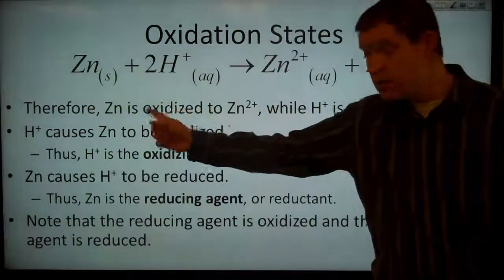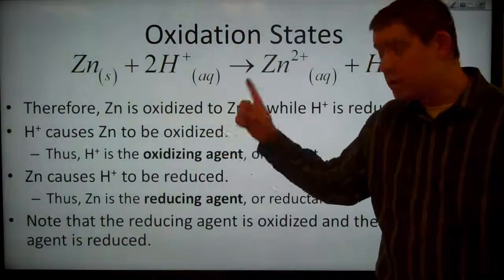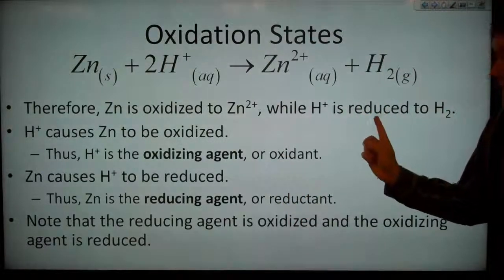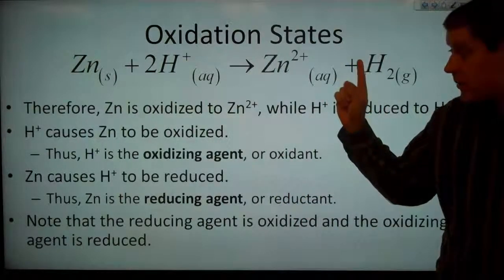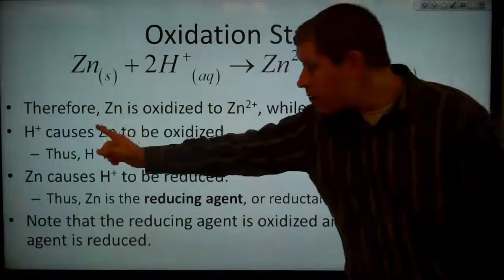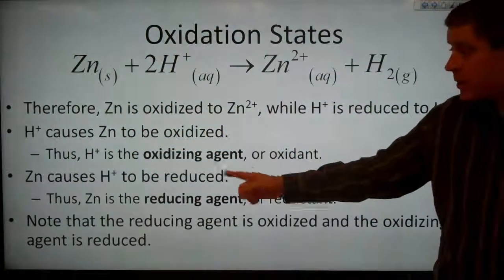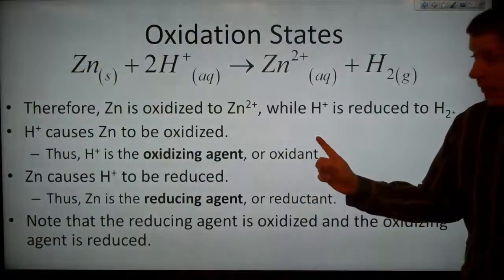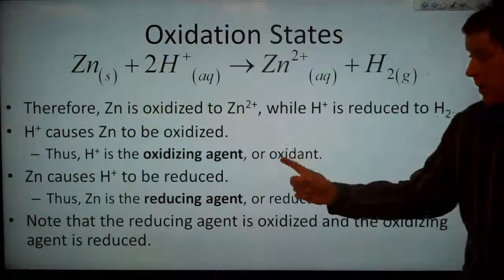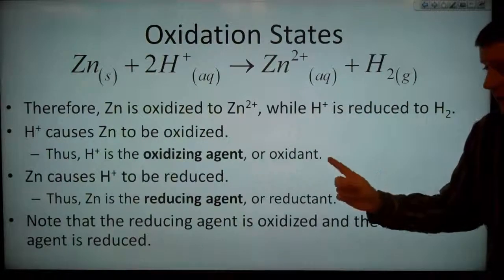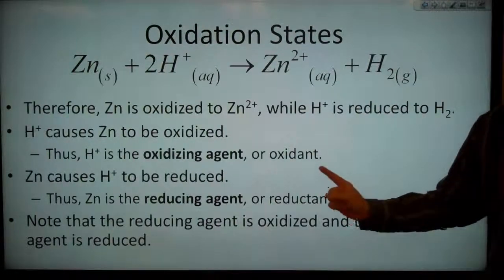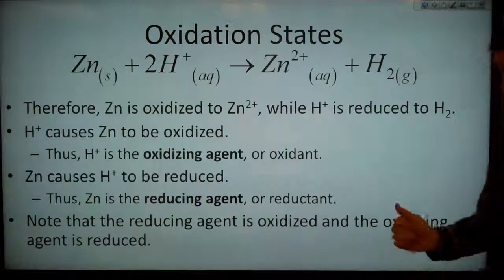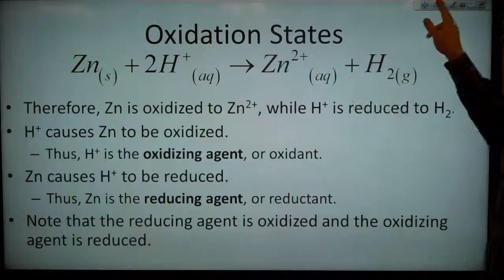So this means that the zinc is oxidized because it's losing electrons, and the hydrogen is being reduced because it's gaining electrons. This means that hydrogen is causing zinc to be oxidized, so hydrogen is the oxidizing agent, or the oxidant. And zinc is causing the hydrogen to be reduced, which means the zinc is the reducing agent. Note here that the reducing agent is oxidized and the oxidizing agent is reduced.